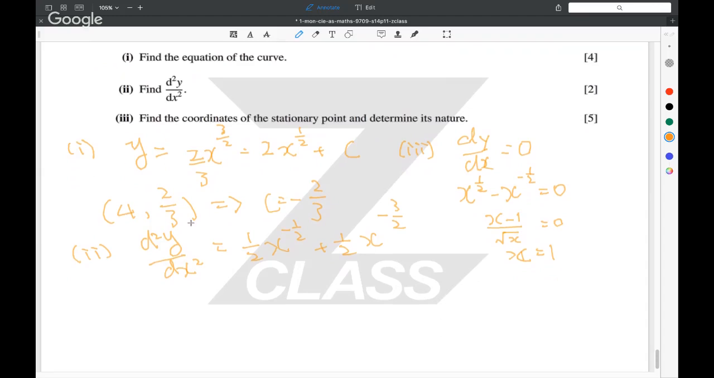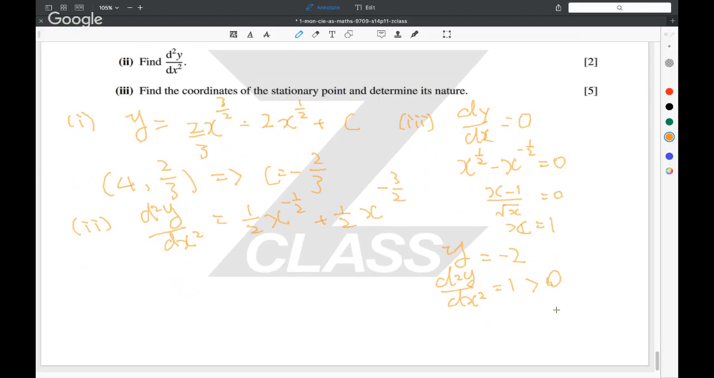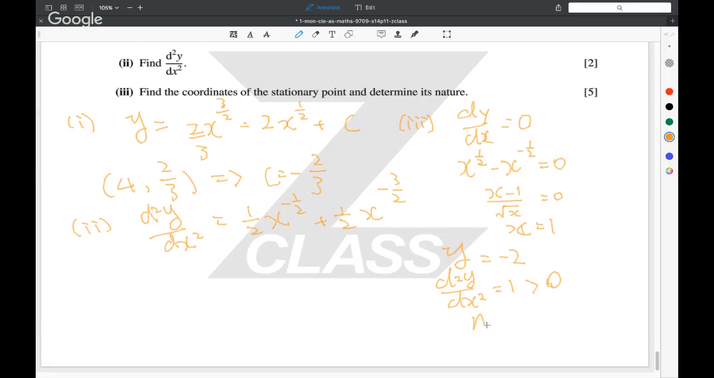So when x equals 1, y is equal to 2, and d2y by dx squared is equal to 1, which is greater than 0. So if at the stationary points the second derivative is greater than 0, it just means it's a minimum. It's a minimum. Okay.